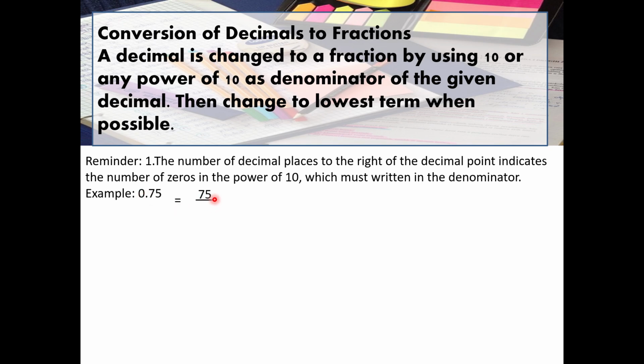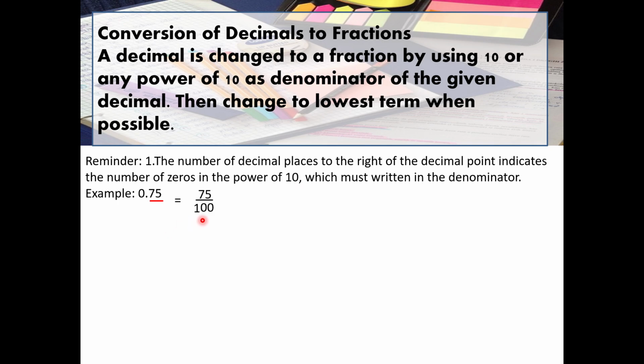And next, sa denominator, ang sabi, after the decimal point, ito yung decimal point natin, ilan ba ang number after the decimal point? We have 1, 2. So, meron tayong dalawang number which is the 7 and 5. Then yung dalawang number na yun, ibig sabihin magkakaroon ka dito sa denominator ng dalawang 0. Okay? And then, sa tabi ng dalawang 0, ilagay mo ang 1. So, laging 1 yan kasi zeros in the power of 10.